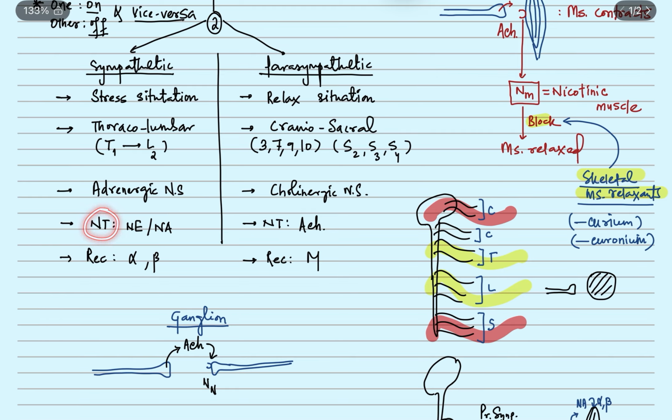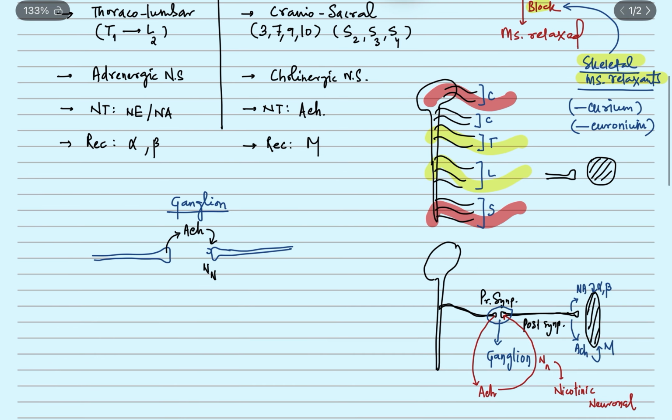The major neurotransmitter in the sympathetic nervous system is noradrenaline. Hence the system is called the adrenergic nervous system. The major neurotransmitter in the parasympathetic nervous system is acetylcholine. Hence the system is known as the cholinergic nervous system. The receptors of the sympathetic nervous system are alpha and beta. The receptors of the parasympathetic nervous system are muscarinic receptors. As I told you, the autonomic nervous system has two types of neurons. One is the presynaptic neuron, one is the postsynaptic neuron. Hence there must be a nerve junction. That nerve junction is called a ganglion.